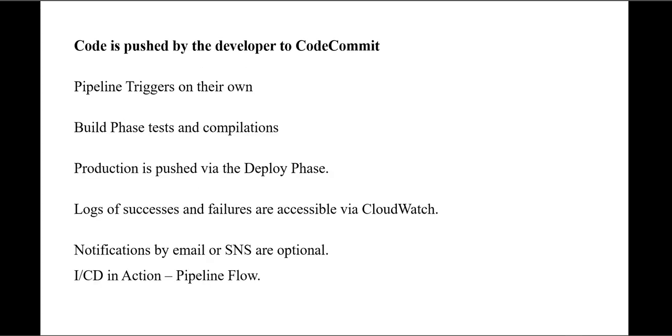Code is pushed by the developer to CodeCommit. The pipeline triggers on its own. The build phase runs tests and compilation. Production is pushed via the deploy phase. Logs for success and failure are accessible via CloudWatch. Notifications by email or SNS are optional.